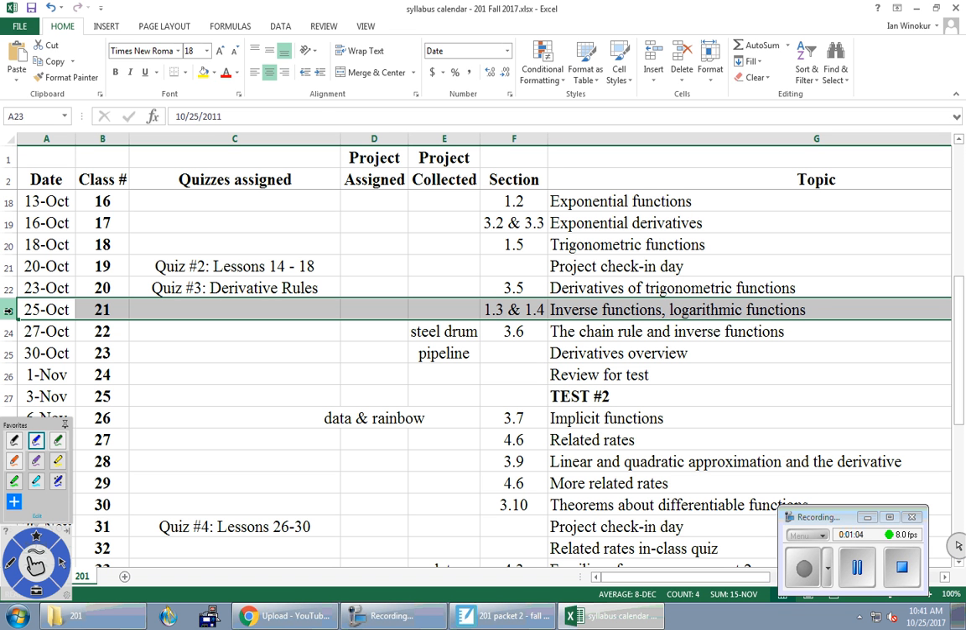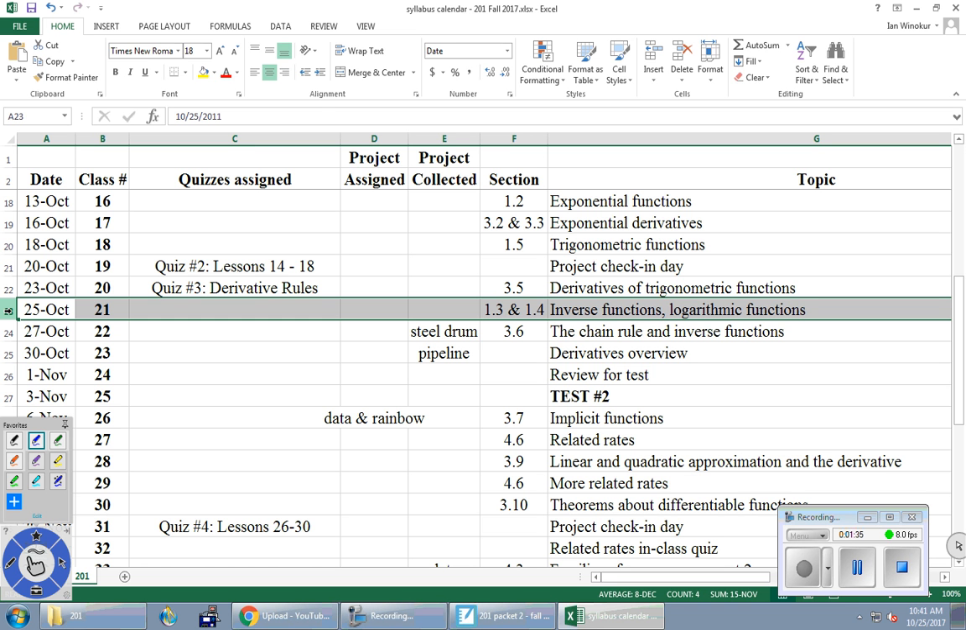But coming up on Friday, the steel drum project is due. And coming up on Monday, the pipeline project is due, okay? So I know folks are working hard on these. Keep on trucking and turn these 2 things in on time if you can. Test number 2 is not too far away, November 3rd. I think we figured out that was Friday next week. Yeah, next Friday. Okay, questions on the calendar?